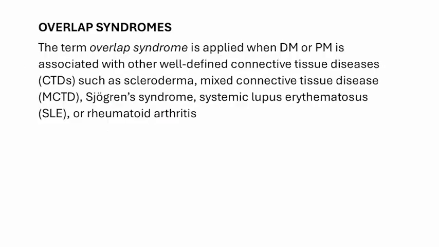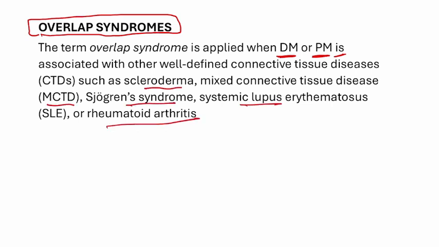Another bonus slide that we have with us is overlap syndrome. What is overlap syndrome? When dermatomyositis or polymyositis is associated with other well-defined connective tissue diseases like scleroderma, mixed connective tissue disease, Sjogren, SLE, RA. अगर Sjogren, SLE-RA, scleroderma, MCTD के साथ हमें polymyositis या dermatomyositis देखने को मिल रहा है, तो we use the term overlap syndrome. Okay, this is for the purpose of knowledge only.